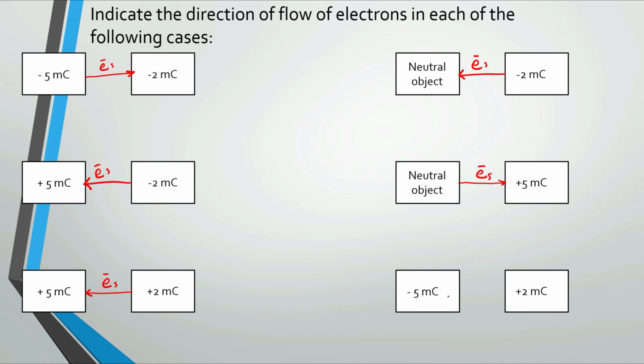The last one, -5 and +2. Of course, -5 is more negative than +2. So this is the direction of flow of electrons.